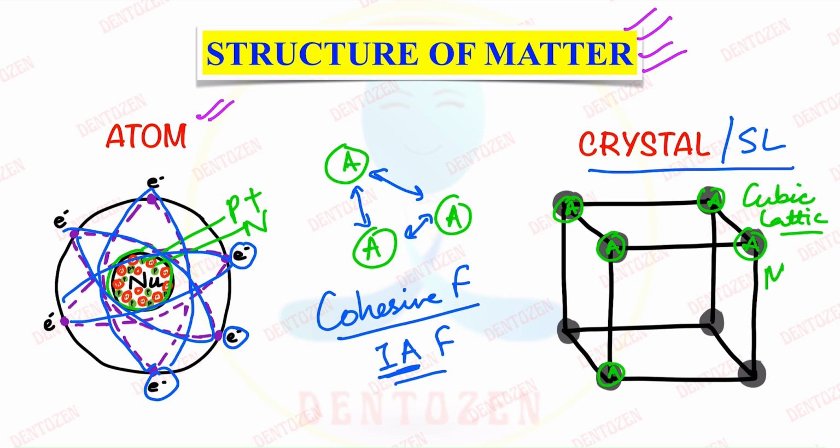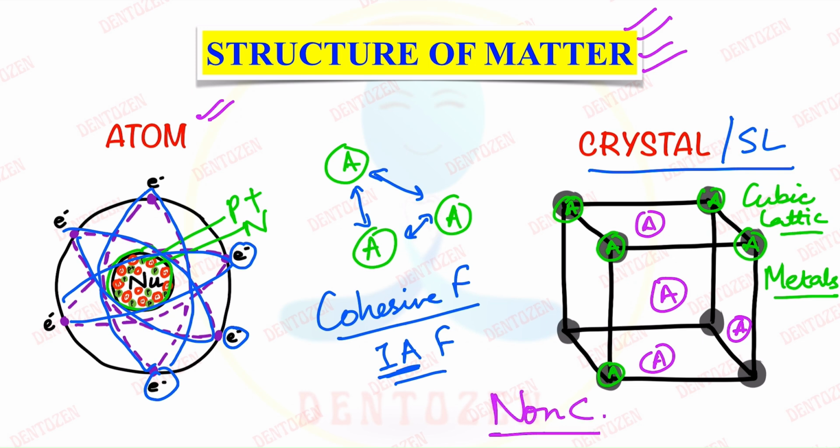But all materials are not orderly arranged. Some are just randomly placed. In some materials, the atoms may be disorderly. So these types of materials are called non-crystalline materials. An example of a non-crystalline material is waxes. So we can say that atoms can be arranged in two ways: crystalline and non-crystalline. Crystalline material examples are metals. Non-crystalline material examples are waxes.